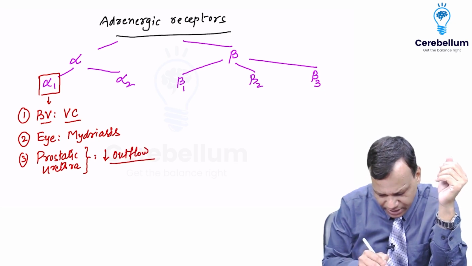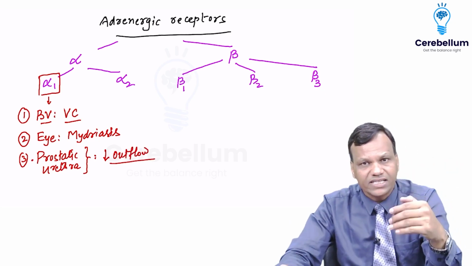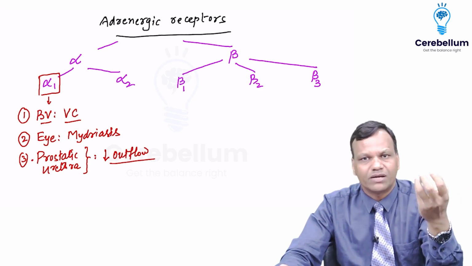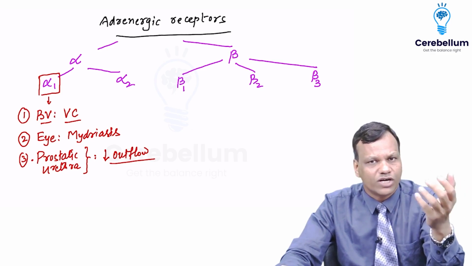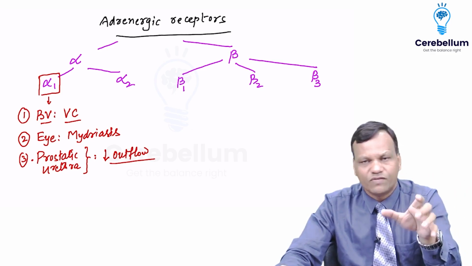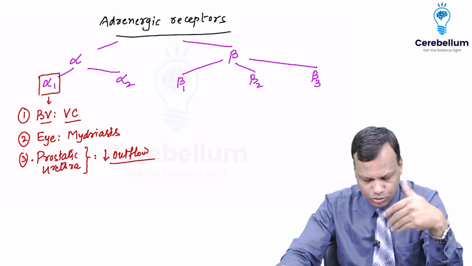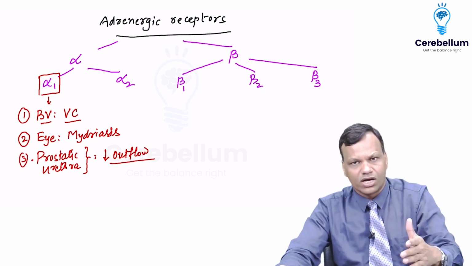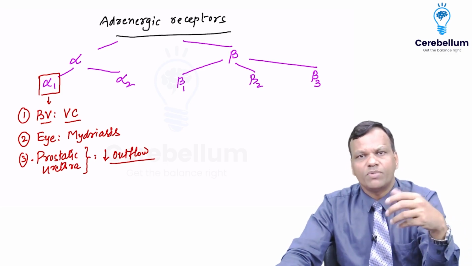And which prostatic condition do you know in which there is already urinary retention? Yes, it is BPH, benign prostatic hyperplasia. So what should we want in BPH? We want to increase urine outflow. So what should we do on alpha 1? We should block alpha 1. So alpha 1 blockers are used in the treatment of BPH.